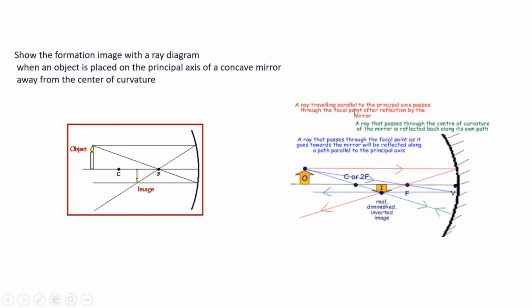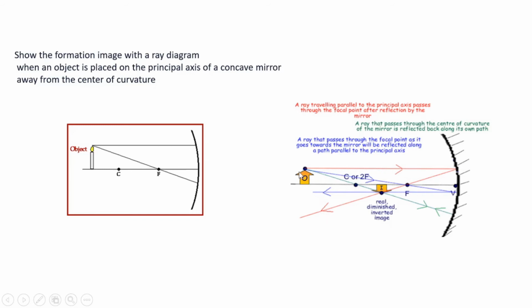A ray traveling parallel to the principal axis passes through the focal point after reflecting from the mirror. This black line is the principal axis. This is parallel, no? The parallel ray is incident, and the reflected ray passes through the focal point after reflection. Here the reflection takes place on the mirror and it passes through the point F.